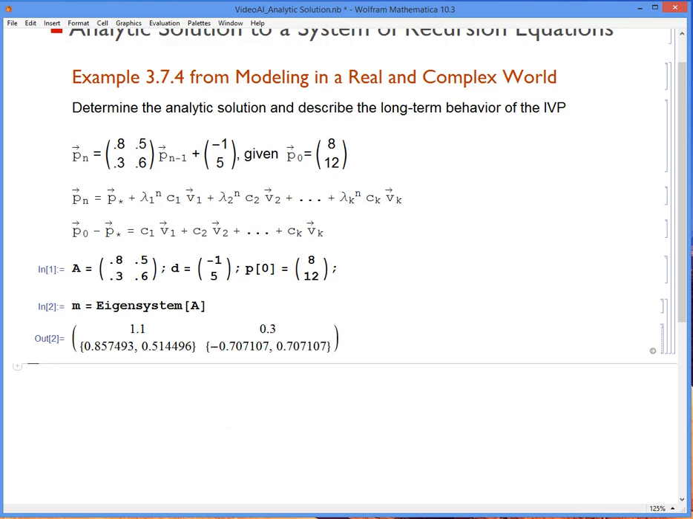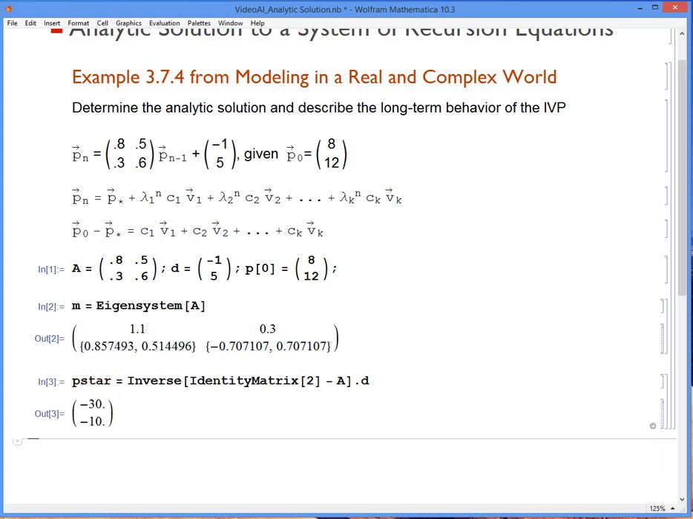Right? So now I can take this information and substitute it in. Well, not yet, I guess. I've got to find this equilibrium vector too, don't I? And so I'll create a variable called p star. There's two ways to do this: the row reduction method or the inverse method. I'm going to use the inverse method real quick, which is just the inverse of the 2-dimensional identity matrix minus A, times D. So we can evaluate that, and now we have our equilibrium vector.